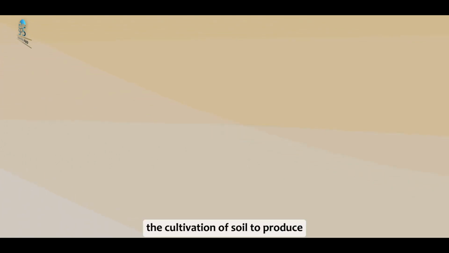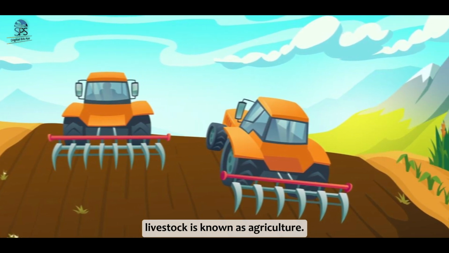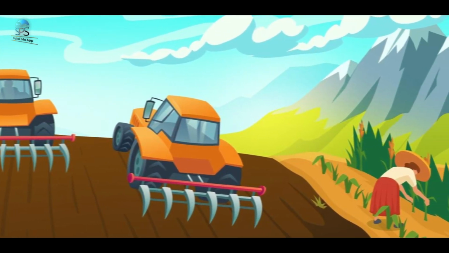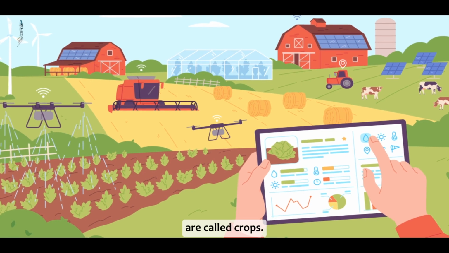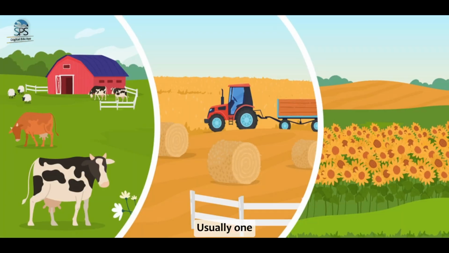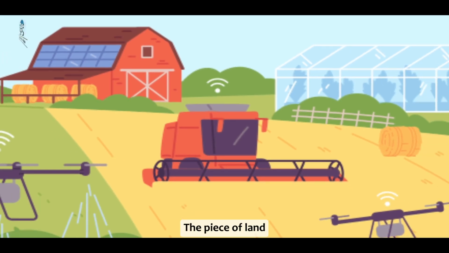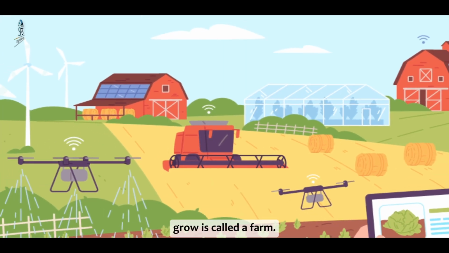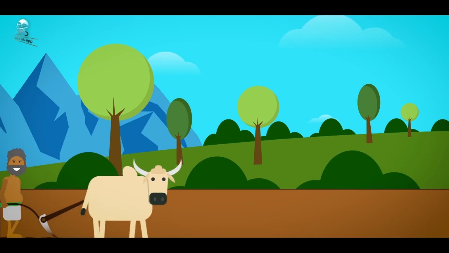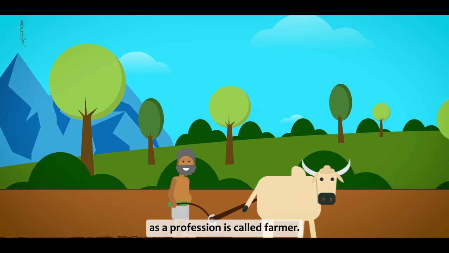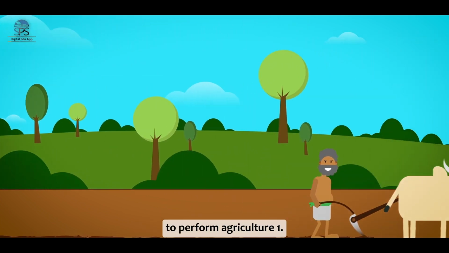Agriculture. The cultivation of soil to produce crops and raise livestock is known as agriculture. The plants grown on a large scale in agricultural fields are called crops. Usually, one type of crop is grown at a time. The piece of land on which the crops grow is called a farm. The person who practices agriculture as a profession is called a farmer. Following are the steps undertaken to perform agriculture.